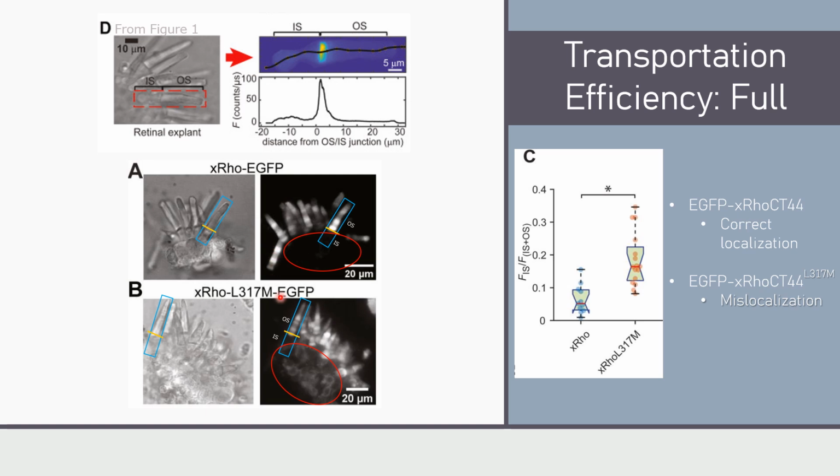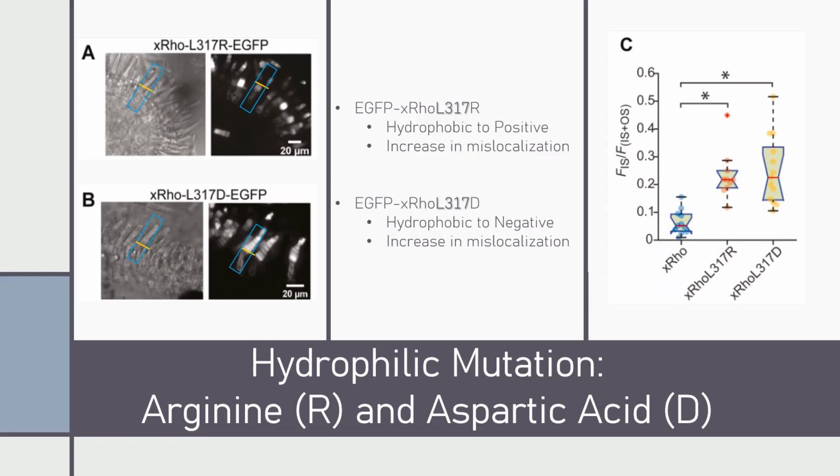Now, who can tell me an important characteristic of both leucine and methionine, the amino acids they used here? Yes, they are hydrophobic. So, with that in mind, what if, instead of swapping one hydrophobic amino acid for another, we swapped it with two different hydrophilic amino acids?